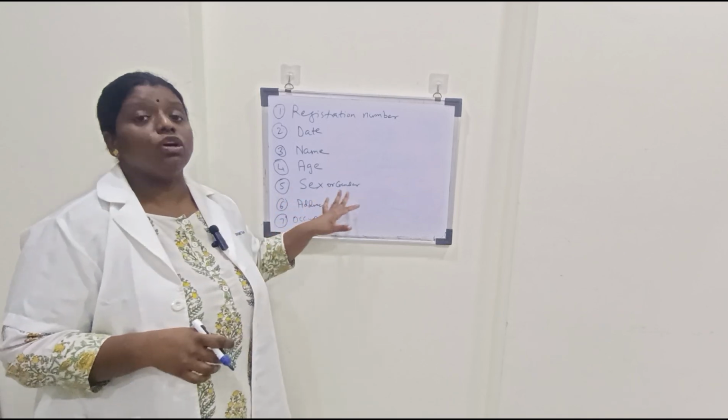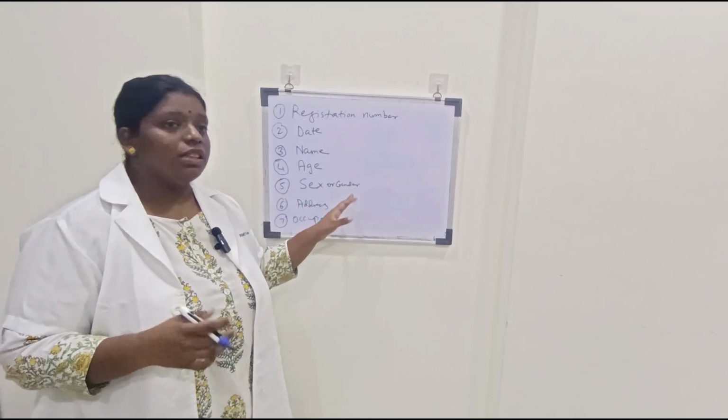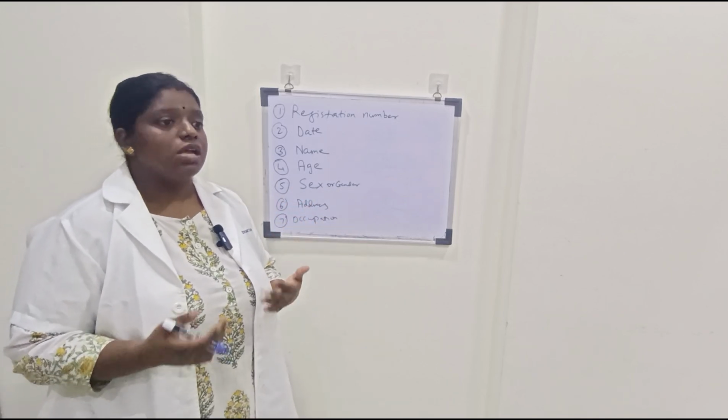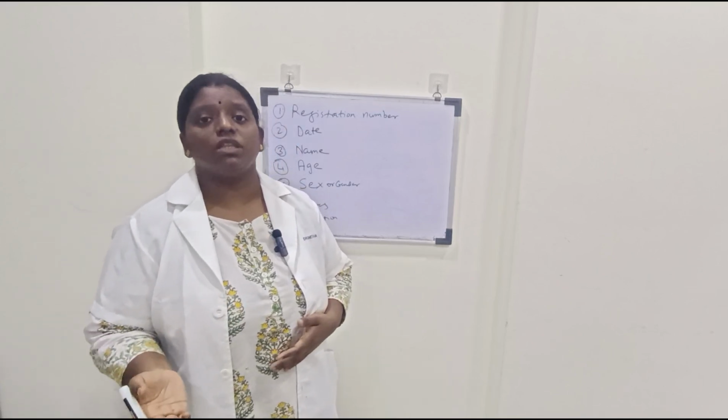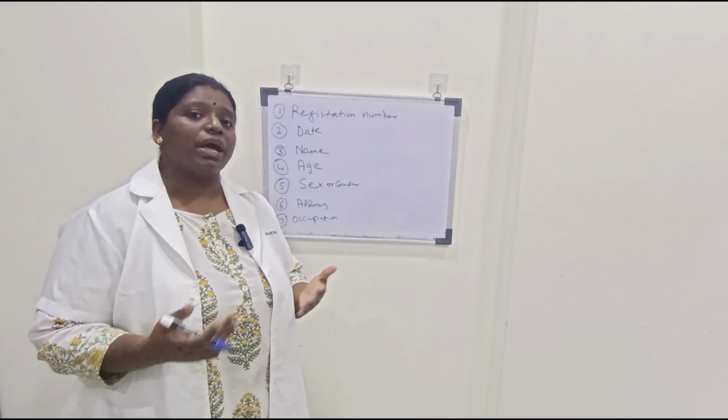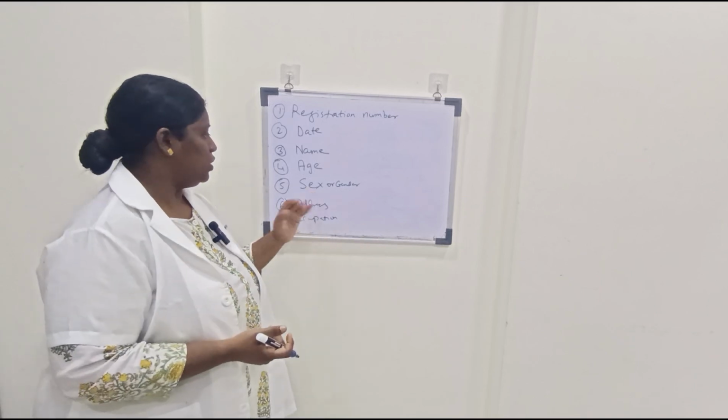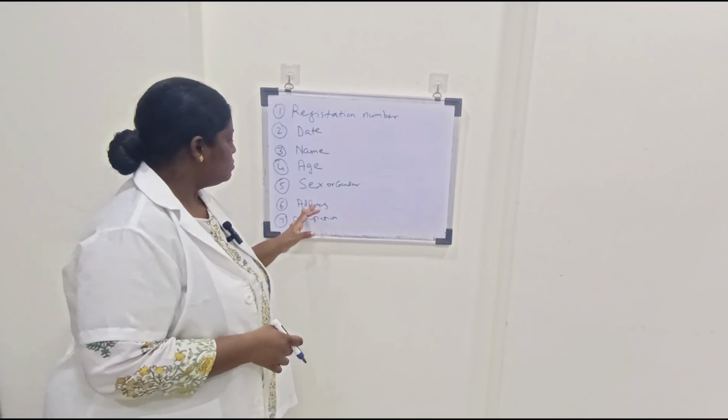Then comes the sex or the gender. Again, there are gender associated disorders. Certain diseases like iron deficiency anemia are more common in the female, whereas you know the marital status by comparing the age. Okay. Then comes the address.